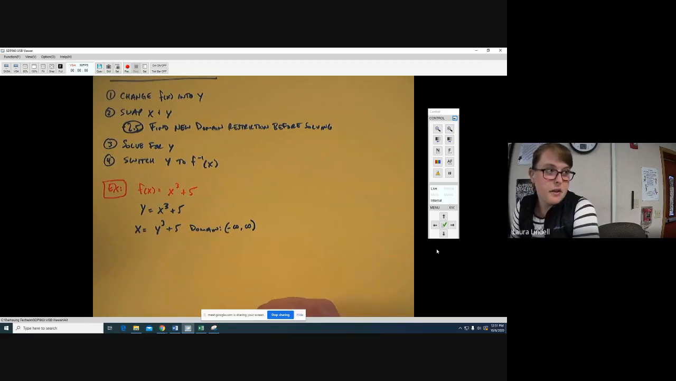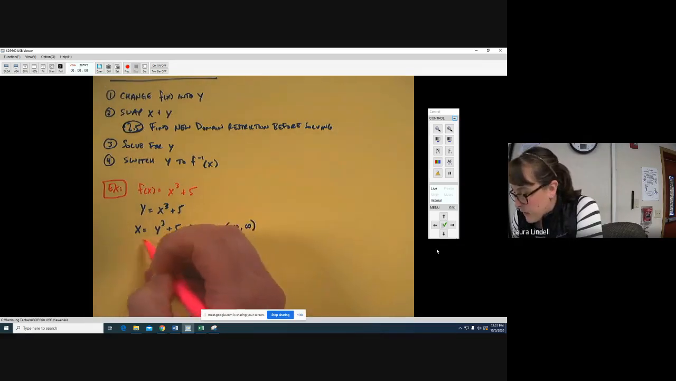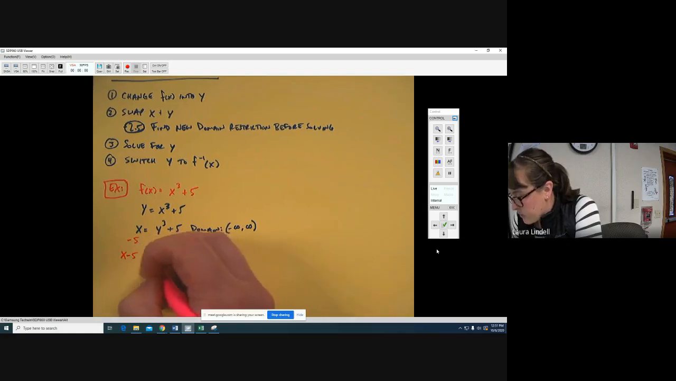Now we need to start solving for y and get y by itself. So what I would do first here is subtract 5 on both sides so that we get x minus 5 equals y cubed.